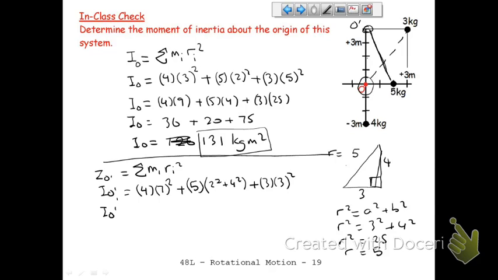So then I know I around my new axis is 4 times 7, 7 sevens are 49, plus 5 times 2 squared plus 4 squared, 2 2s are 4 and 4 4s are 16. Add them together and we get 20. And then we get 27. Oh, I did that all in my head, sorry. So that's going to be 196 plus 100 plus 27. So that would be 323.